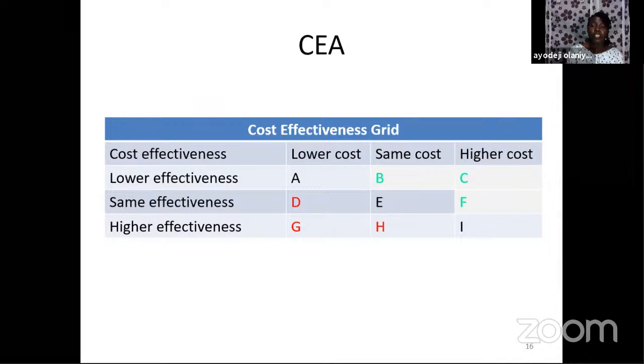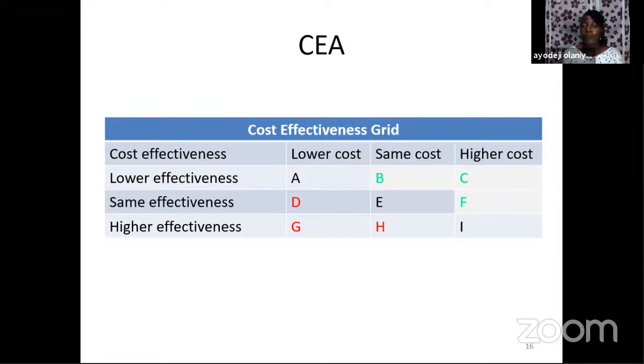Then the G, it has lower cost and higher effectiveness. Lower cost and higher effectiveness, that one too is desirable. Then drug H has same cost but higher effectiveness. So D, G, and H can be accepted to be cost effective.